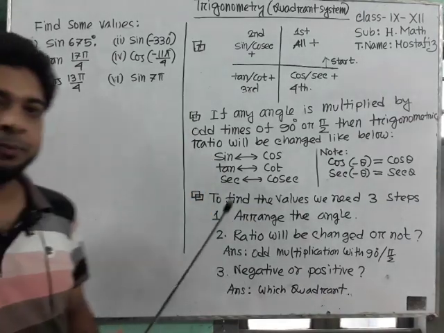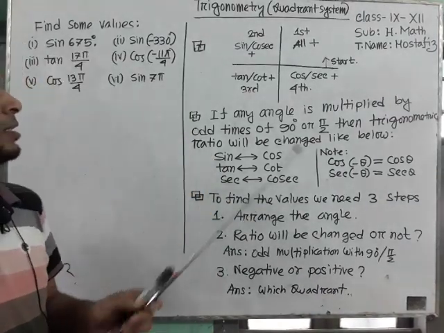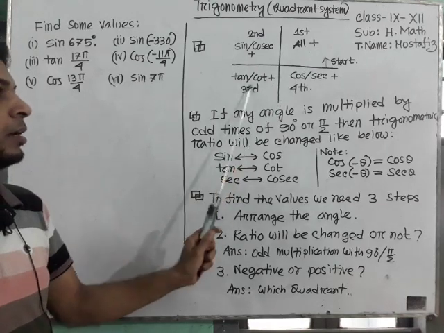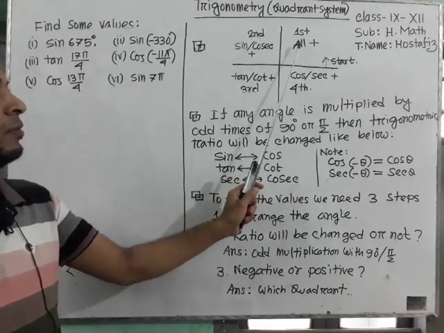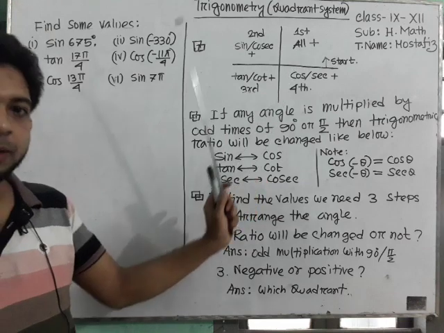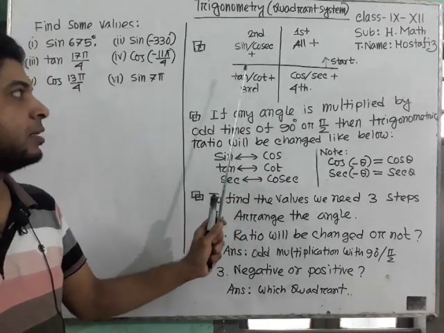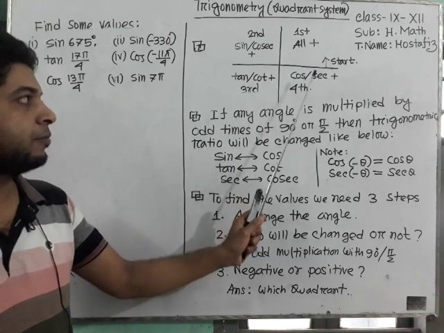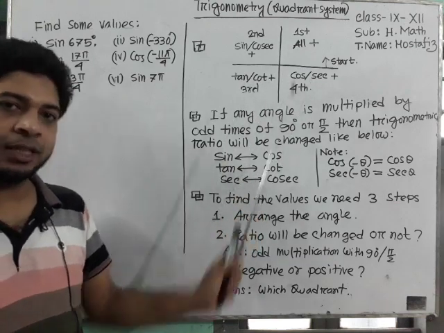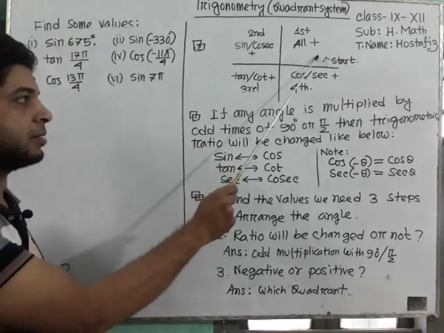So I am repeating again, this is the coordinate system: all, sine, tan, cos. This is called the first quadrant. In this quadrant all are positive. In the second quadrant only sine and cosec are positive. In the third quadrant only tan and cot are positive. And in the last, fourth quadrant, only cos and sec are positive. This is the coordinate system.